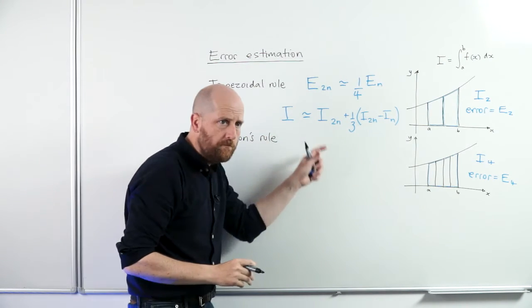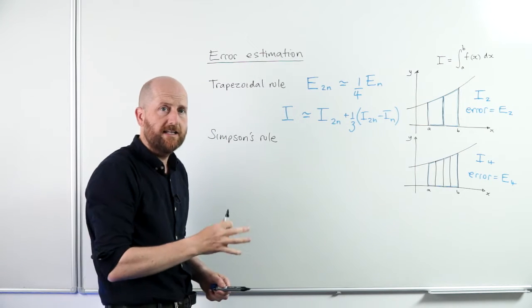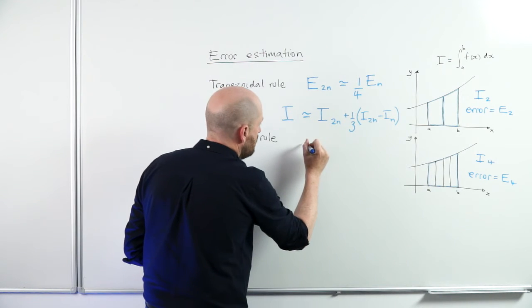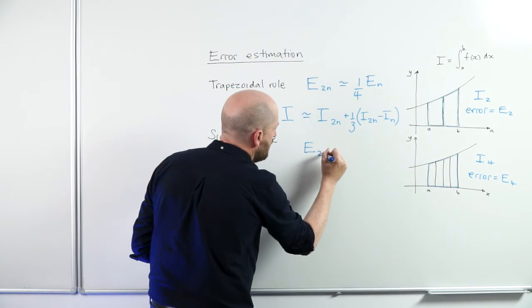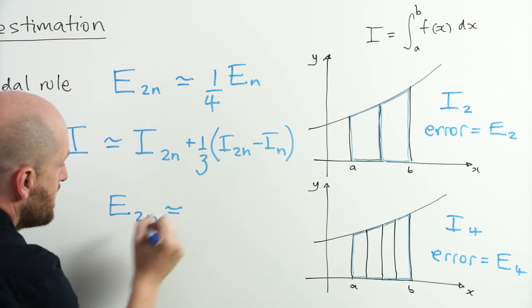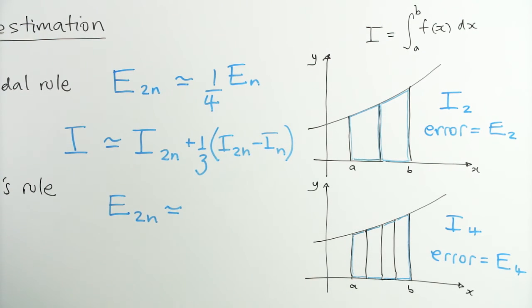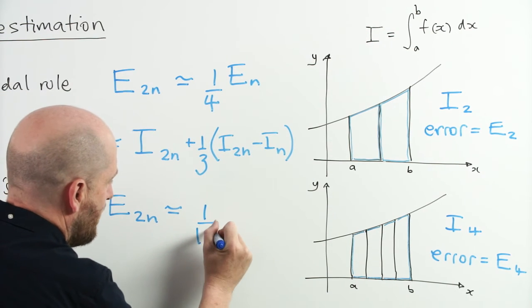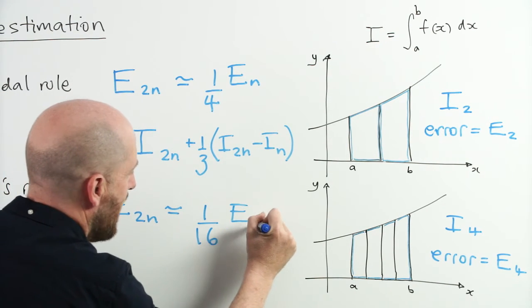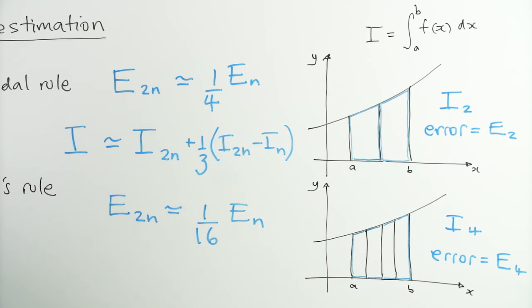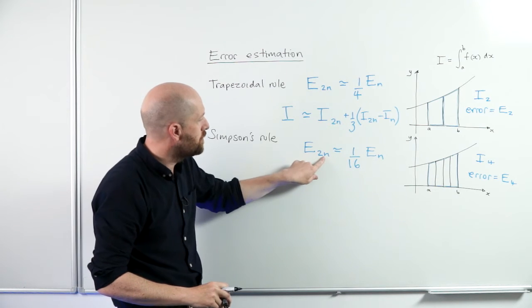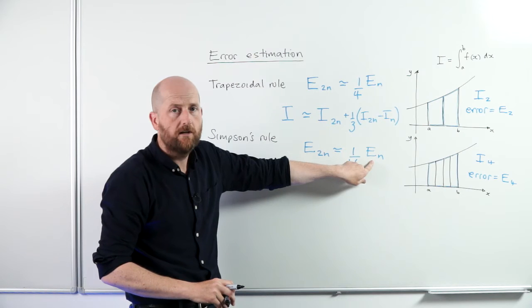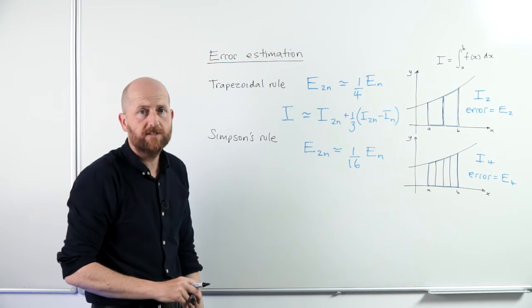And in fact, we have very similar approximations for these errors. For Simpson's rule, if I double the number of strips, then the error for when I double the number of strips is actually approximately 1/16 of the error with just n strips. So Simpson's rule is a much more accurate method. Every time I double the number of strips, I reduce the error by a factor of 16.